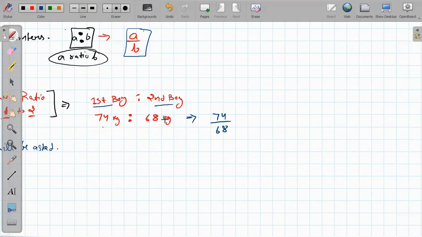And now we are writing them in division format, the fraction format, so you can write 74/68. The number before the ratio symbol will be the numerator, and the number after the ratio symbol will be the denominator. Get it? That's it. Now can we further simplify this fraction? You just have to make it in the simplest form.